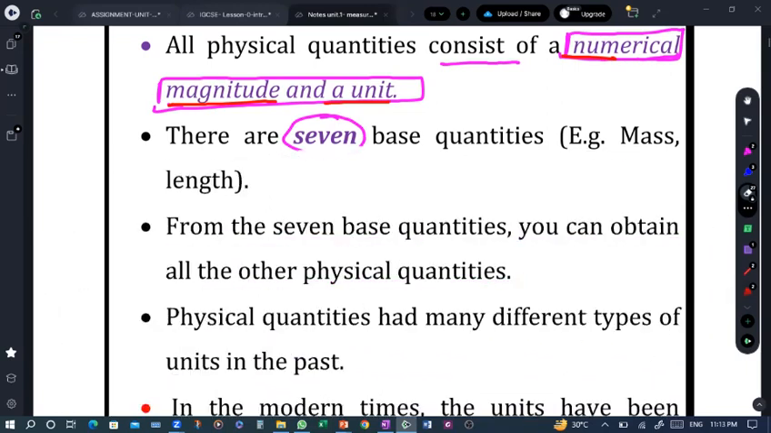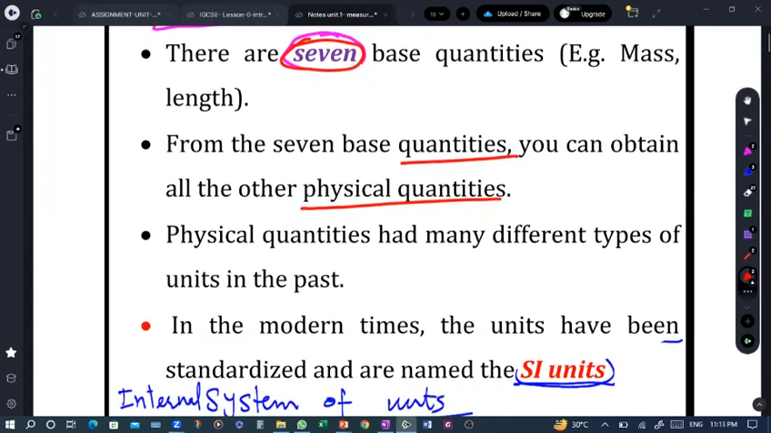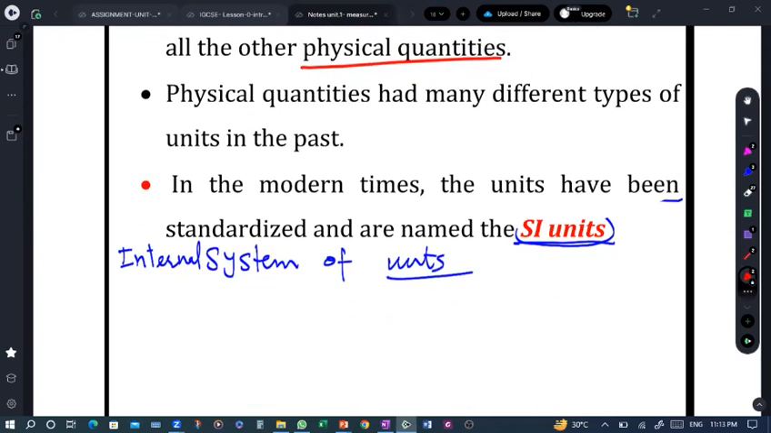But anyhow, here I have mentioned that there are 7 physical quantities. From those 7 quantities, the other physical quantities can be obtained. That's why they are called your base physical quantities, right? They had different units in the past, but now they have a specific standard unit, which is called your SI base unit. So we will talk about the SI base unit, meaning international system of units, right?